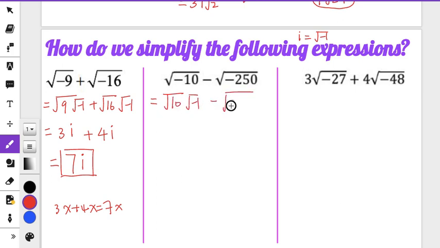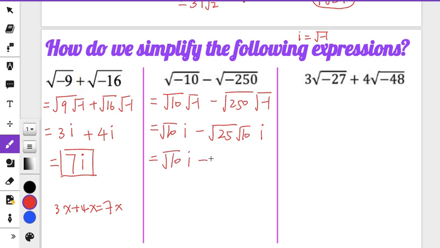So next one, this one, again, I'm going to break down as 10 times radical negative 1, but this one I'm going to break down as 250 times radical negative 1. So this one is radical 10 i, but if you prefer to put i in the front, that is also fine. But this one I'm going to do a little bit more work, because for the square root of 250, I'm going to break down as 25 times 10. Why? Because 25 is a perfect square number. So it's the square root of 10 i minus 5 times the square root of 10 i.